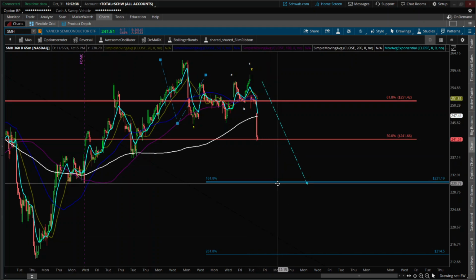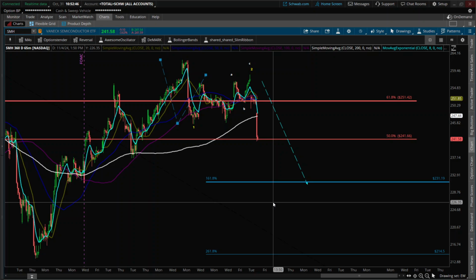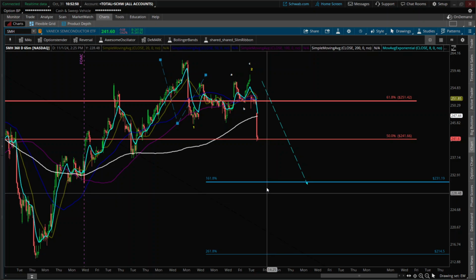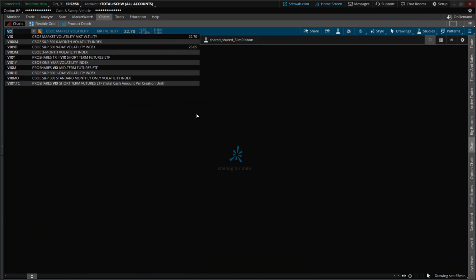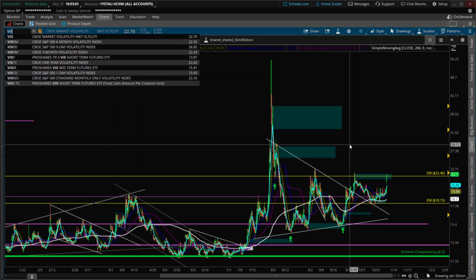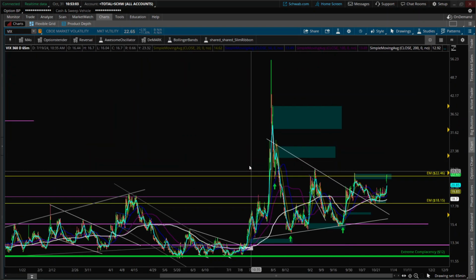Although I'll look at these targets for SMH, I'll base most of my profit taking off of SPY and QQQ, and this will lead the way on those. I hope that makes sense. VIX, and tomorrow you guys will probably look at all of these or most of these on the daily time frame.